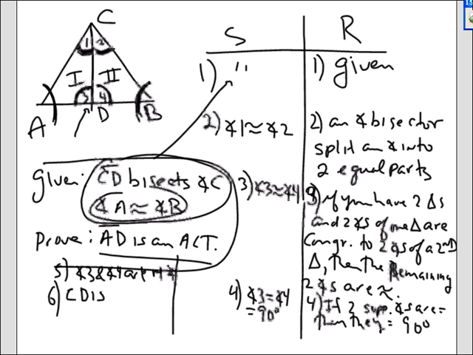CD is an altitude to triangle ABC. Why is CD an altitude? Reason, because CD meets AB at a right angle. That's what makes it an altitude. Okay, that completes this section. Try some of these, they're fun.